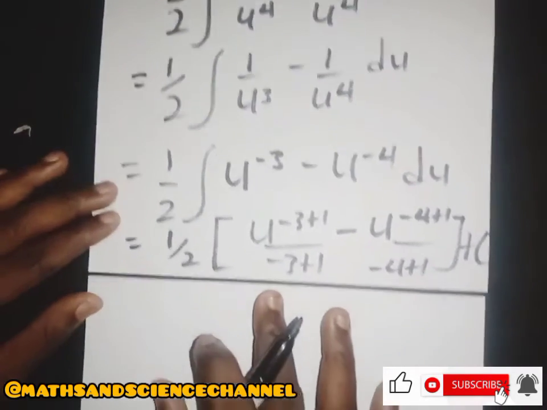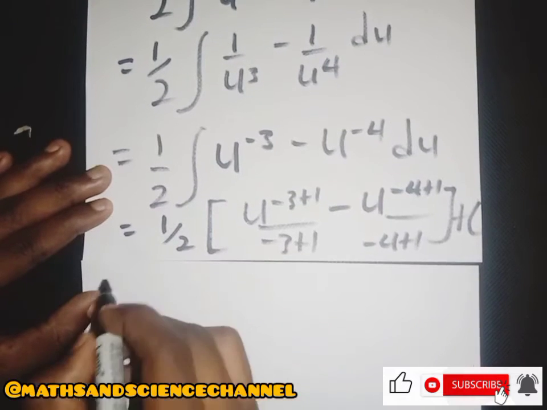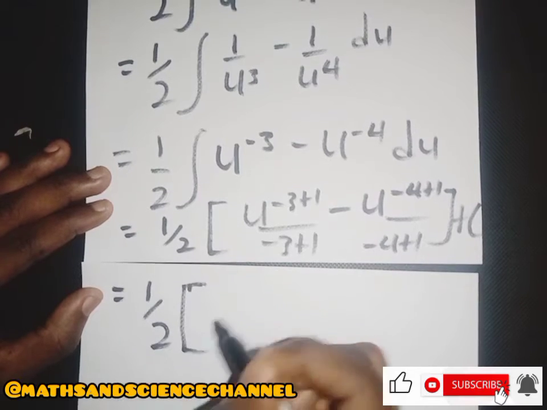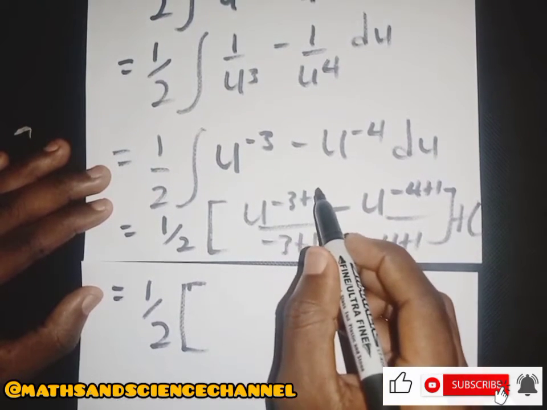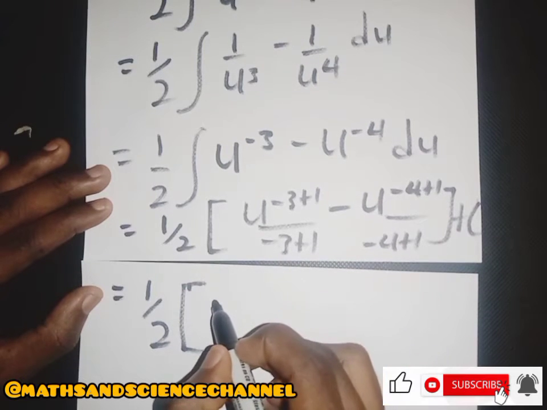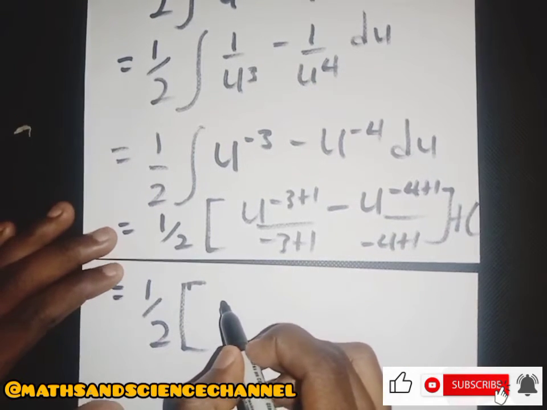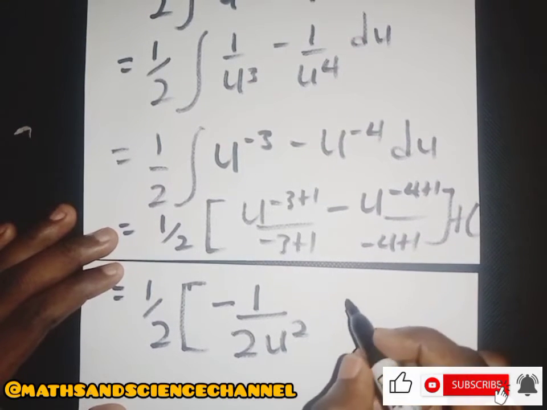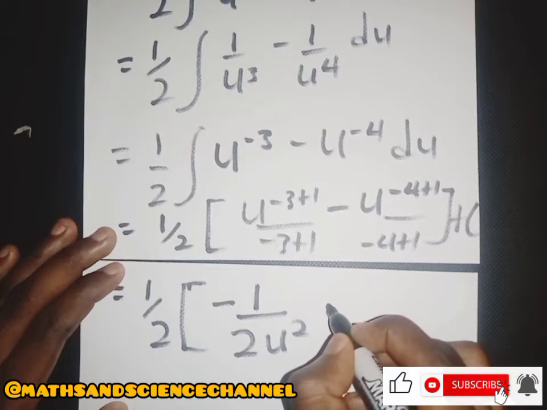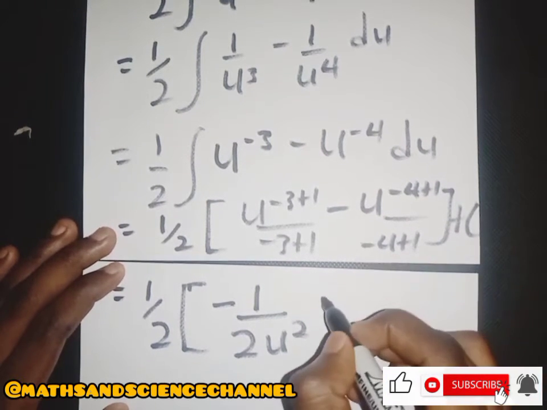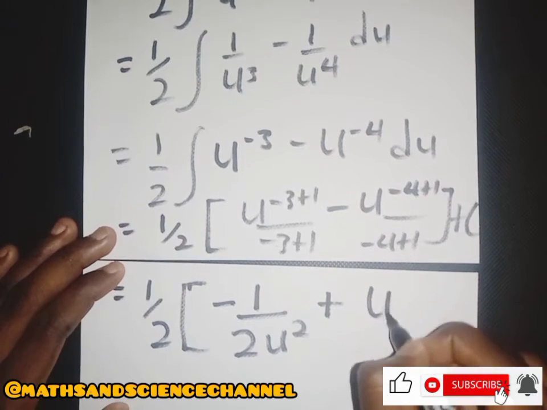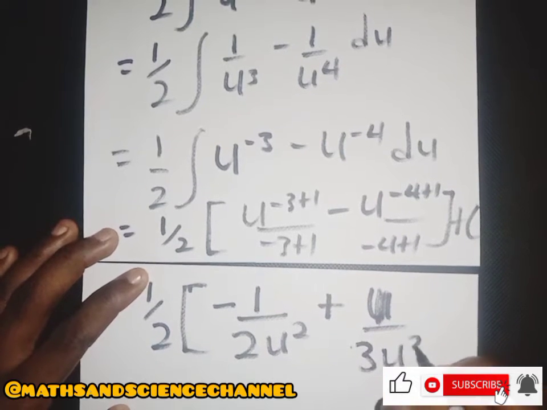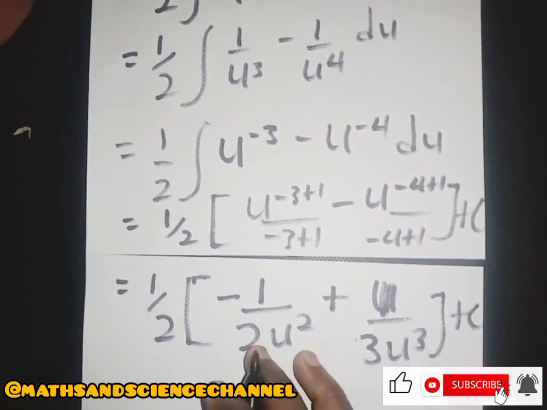So from here we can have 1 over 2 here being equal to, so we have u to the power minus 2, and then we have minus 2 here, so we can take it down there, u to the power squared, and then also we have minus minus, so we can have plus 1 over 3u cubed in this case plus c.